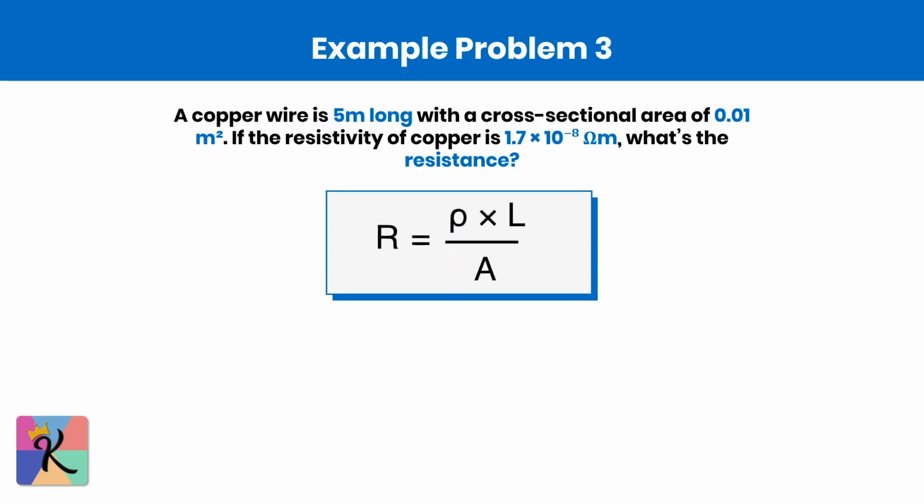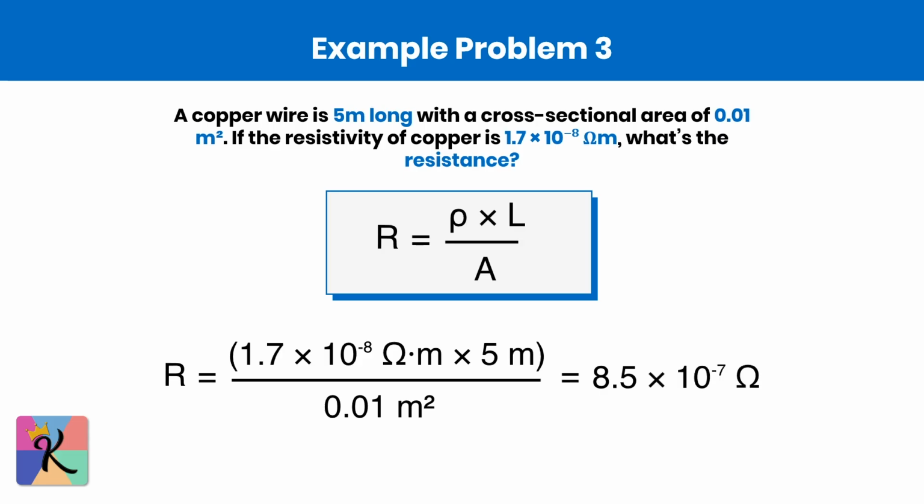Using the formula, resistance equals resistivity times length divided by area. Substituting the values, 1.7 times 10 to the negative 8 times 5 divided by 0.01 equals 8.5 times 10 to the negative 7 ohms. The resistance is extremely low, as expected for copper.